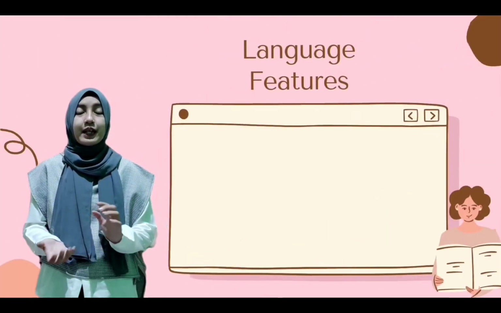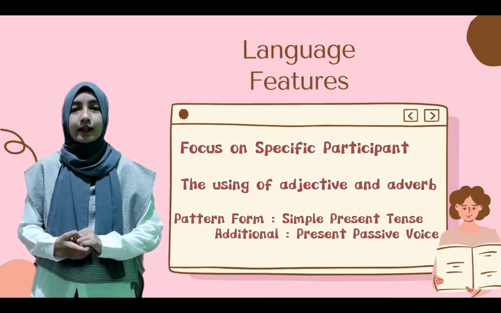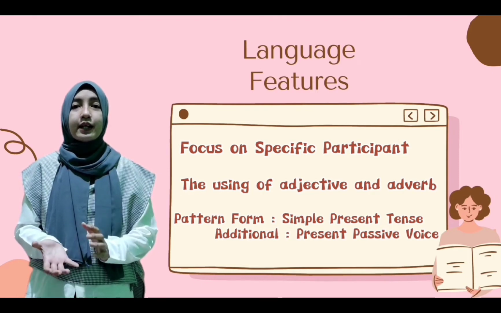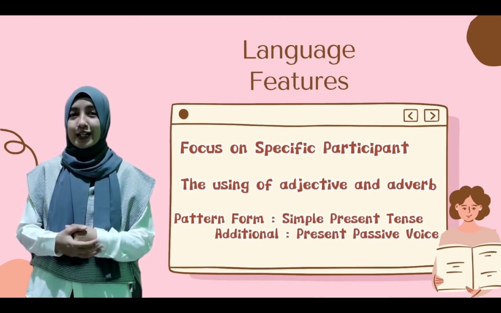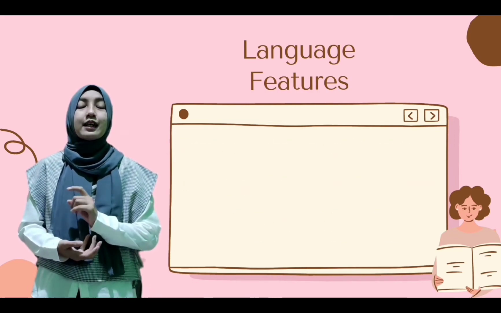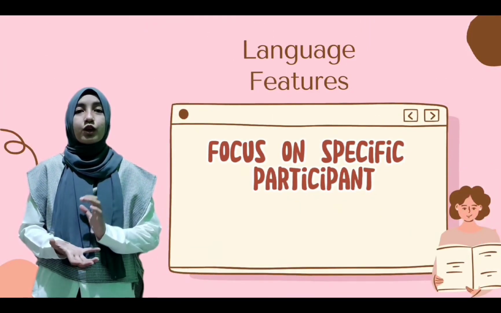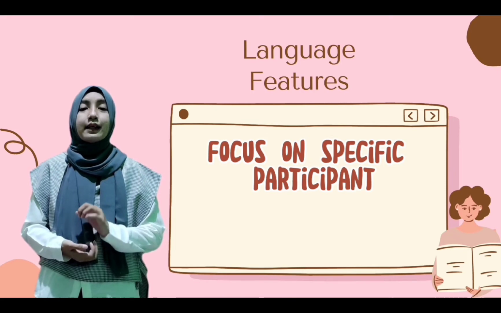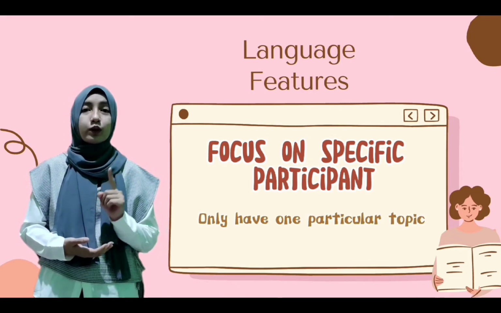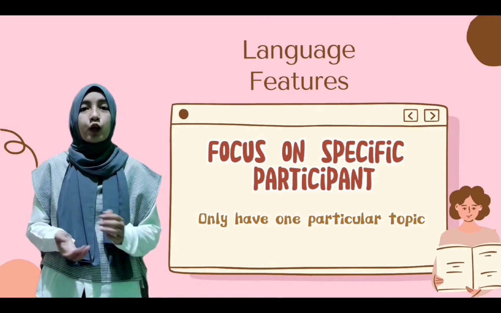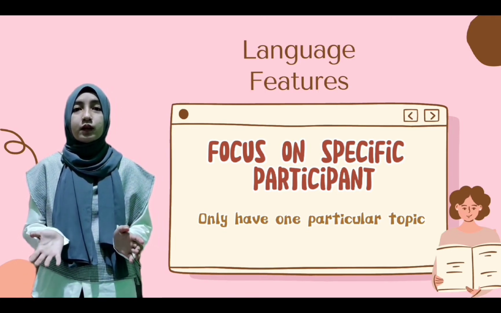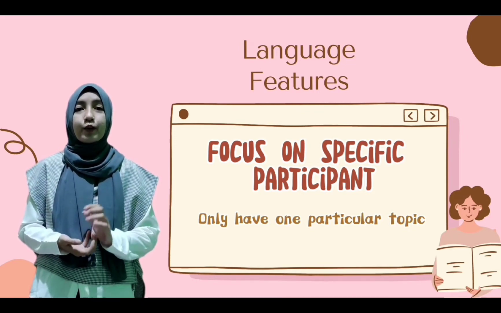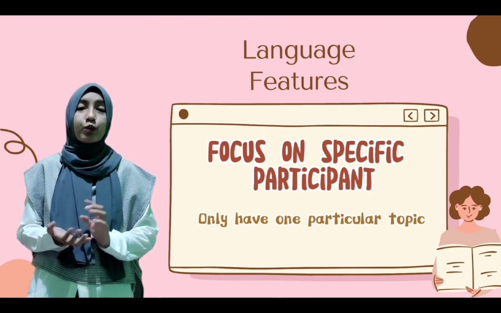Next is about the language features of descriptive text. Descriptive text has several language features, and we will discuss them one by one. Okay, students? First, descriptive text is focused on a specific participant. It means that descriptive text has only one topic to describe. For example, you want to describe Borobudur Temple. Therefore, you can't describe or compare Borobudur Temple with other places. Just focus on describing Borobudur Temple.